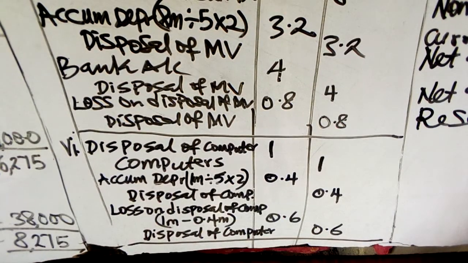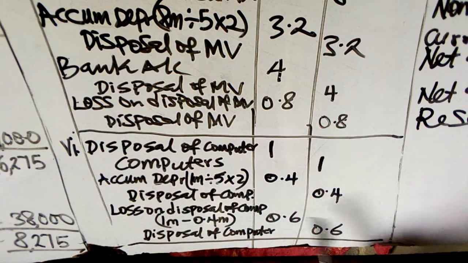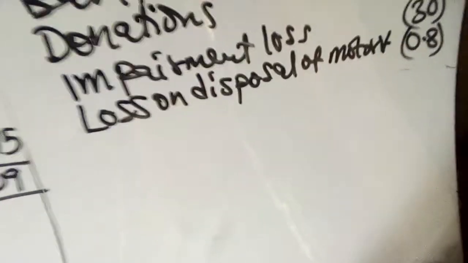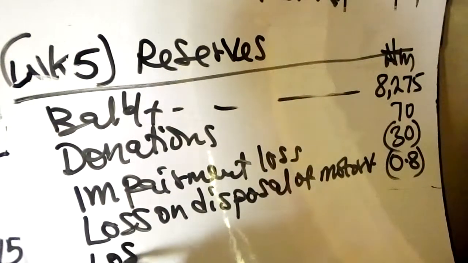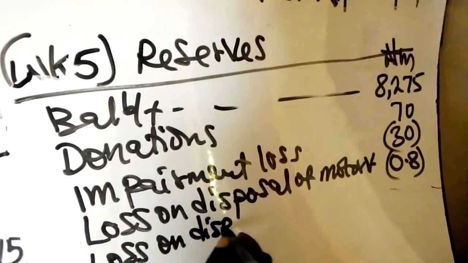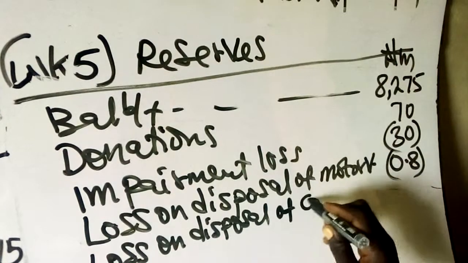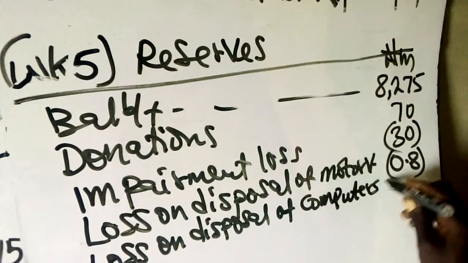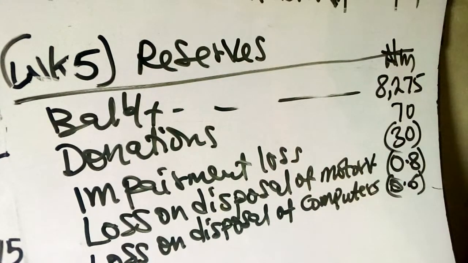Then we also have note 6, which is also on disposal of computers. Then we also have loss on disposal of computers. That is also 0.6 million.